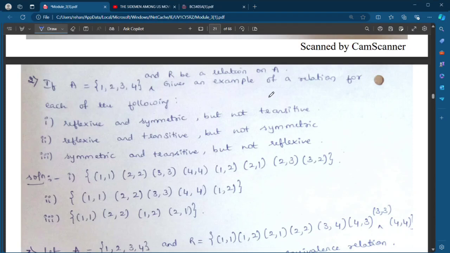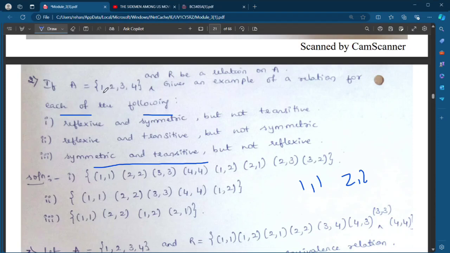So, I have to now form a relation such that, first thing, it is reflexive, it is symmetric, but it is not transitive. If it has to be reflexive, then I'll simply write 1 comma 1, 2 comma 2, 3 comma 3, 4 comma 4. I have proved the reflexivity.